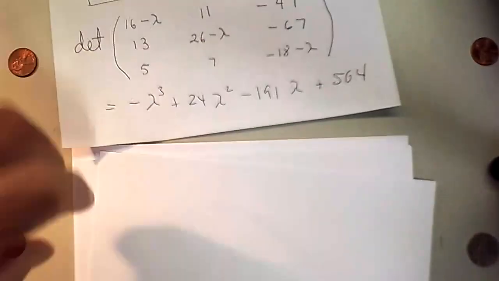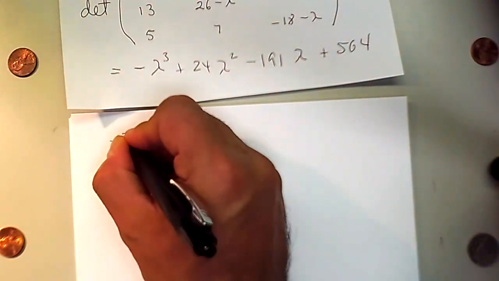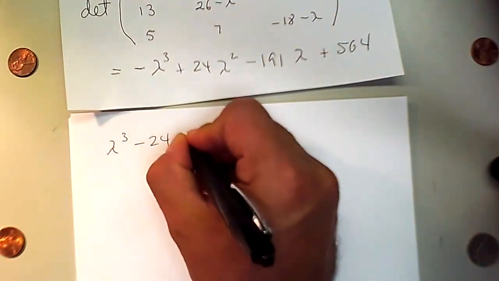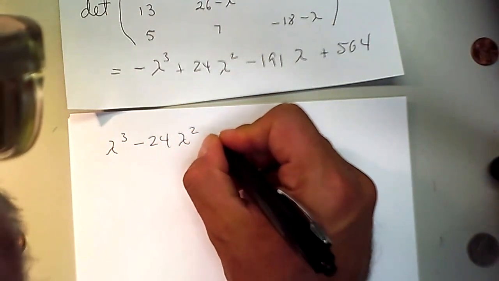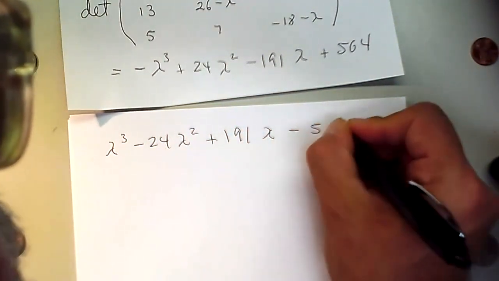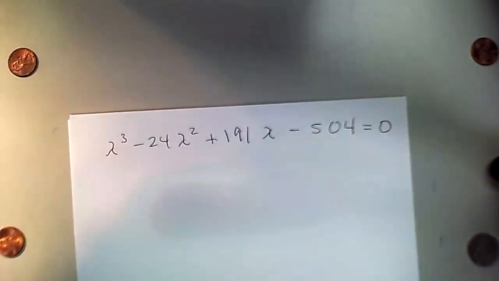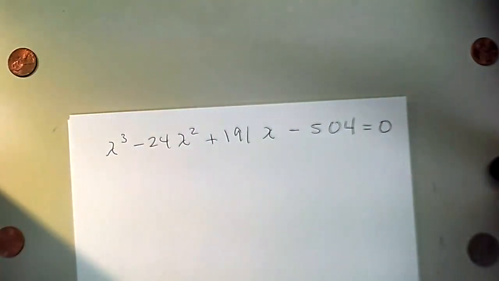So we have lambda cubed minus 24 lambda squared plus 191 lambda minus 504 equal to 0. And we want to start figuring out the roots of that.